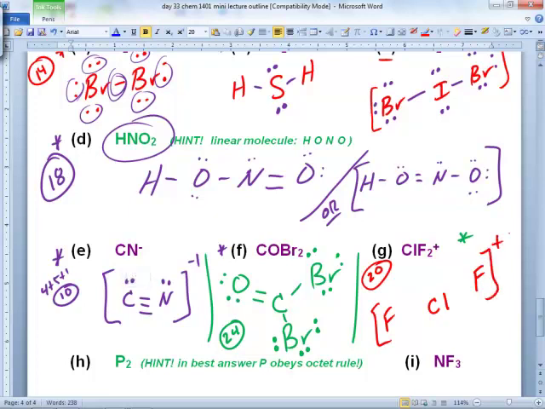Connect them. Make octets around the surrounding atoms. Anything left over, put it on the center atom. Well, that worked out. It worked out great like that. Oh, good deal. No, you counted up 20, right? Yeah. 8, 8, 16. Yeah, it works. You better ace Monday's quiz.